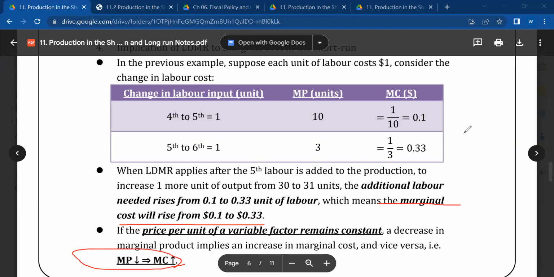The most important thing is that we need to know the relationship between the marginal cost and the marginal product. As we calculated in this example, when the marginal product decreased from 10 units to 3 units, the marginal cost increased from 0.1 to 0.33. So my conclusion is, please underline: a decrease in the marginal product implies an increase in the marginal cost. Vice versa, in the opposite case it is the same.